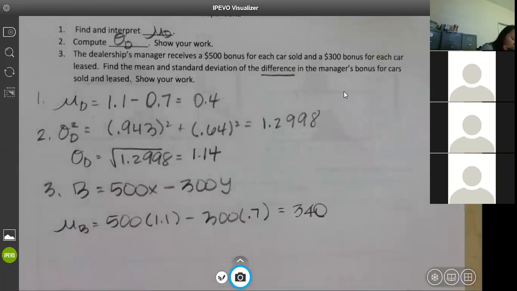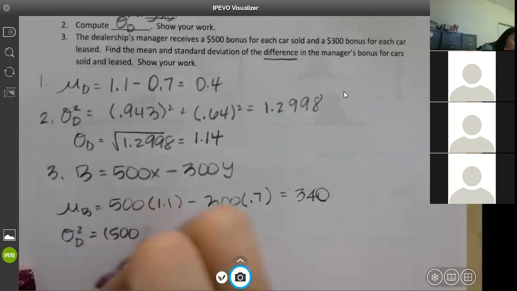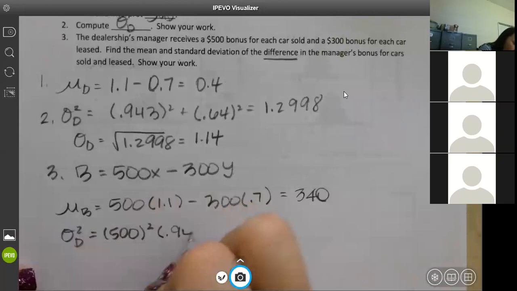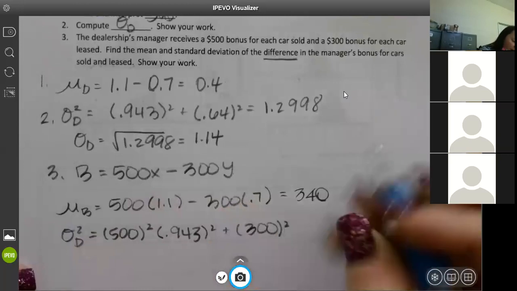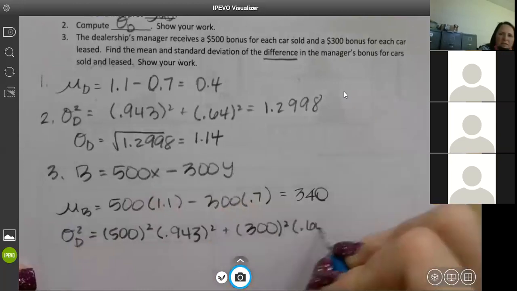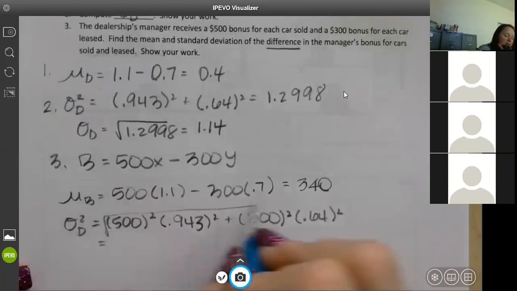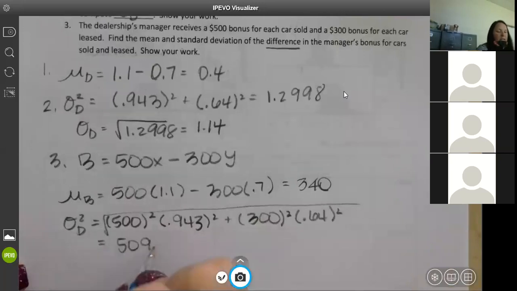And then the same thing with the standard deviation. You have to find the variances. But remember, because I had the 500 and the 300 in the equation, I have to square those as well. So 500 squared times 0.943 squared. We always add, so we're going to add these, and 300 squared times 0.64 squared. We got that same number. We're going to take the big fat square root of this to get that. And it's the same thing as we got just a second ago.